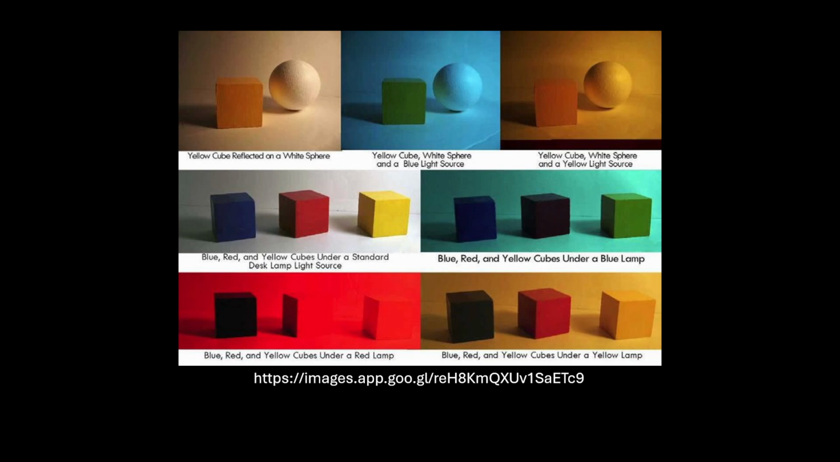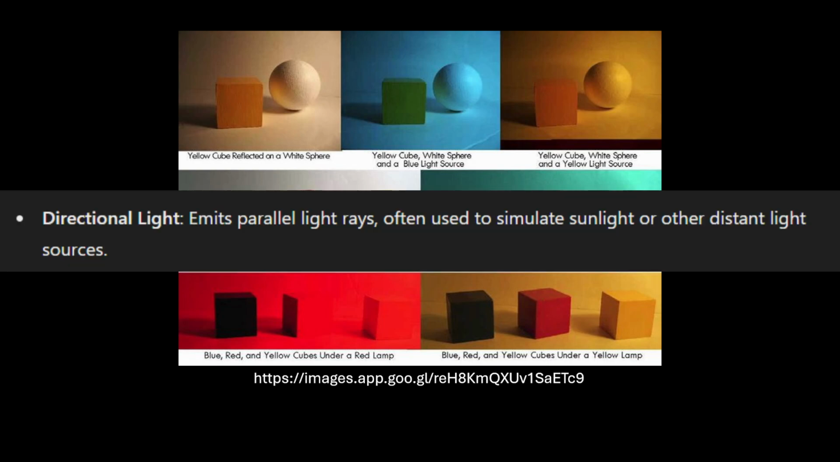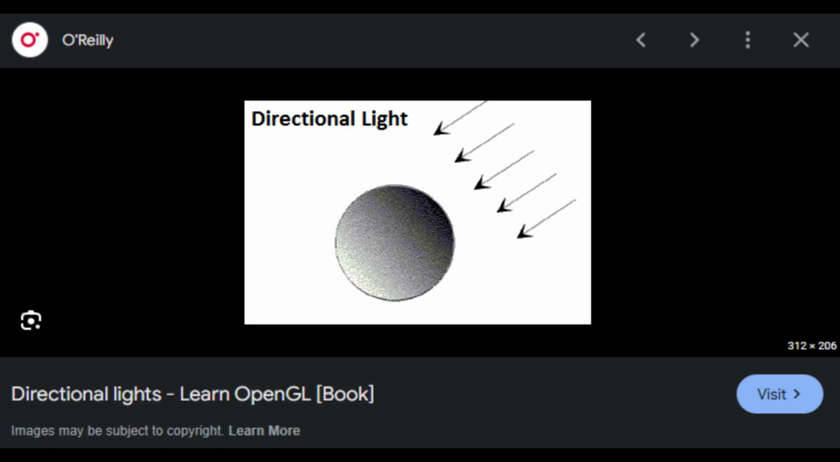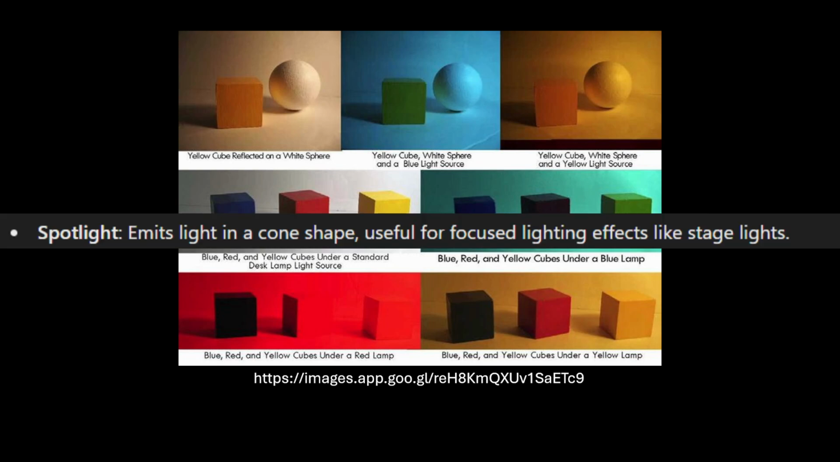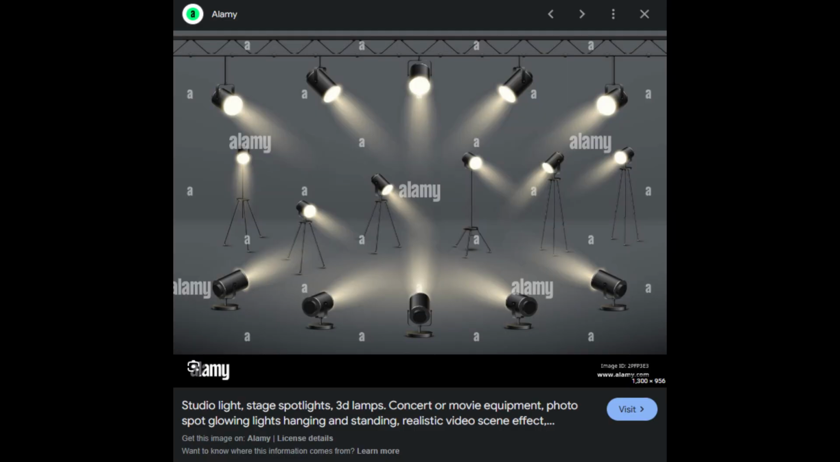The other example is directional light. Directional light emits parallel rays of light in a specific direction, simulating distant light sources like the sun, for example, sunlight. The next one is the spotlight. It emits a cone of light in a specific direction with intensity fading outwards from the center. The example is a stage spotlight.